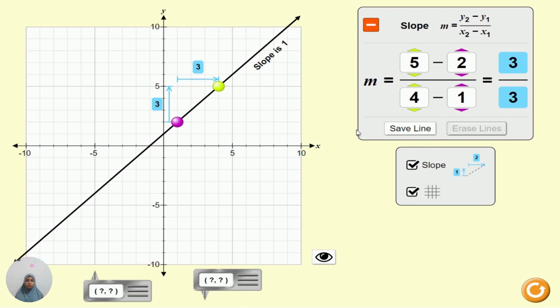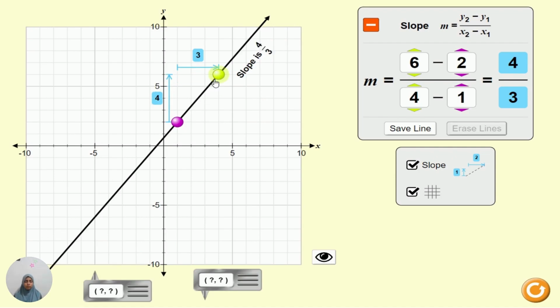And the gradient would just be the rise divided by the run. And here it is 3 over 3, which is 1. Now notice that wherever I put my point, the gradient is going to be the same because it's the same line and it's the same steepness.